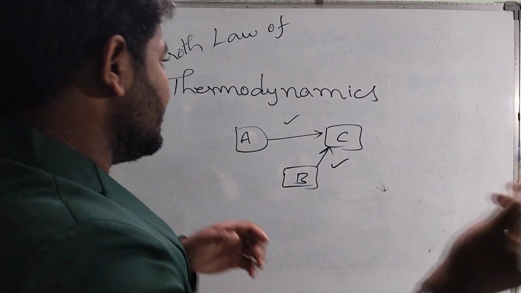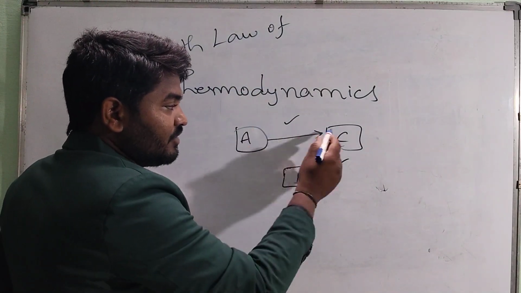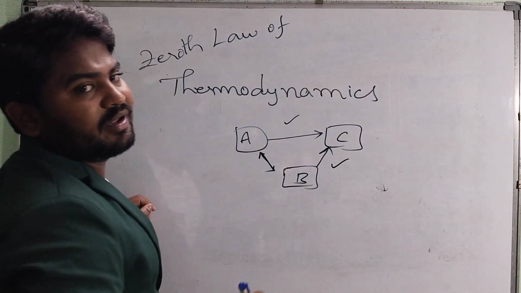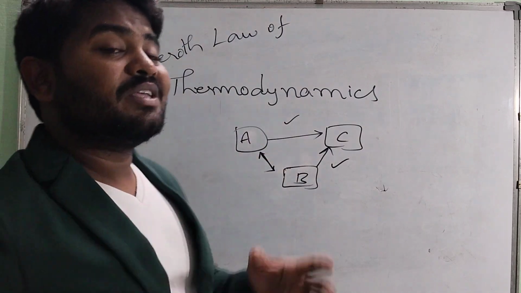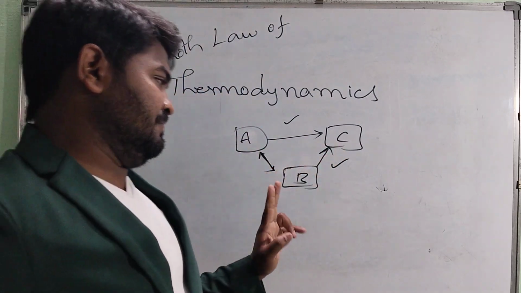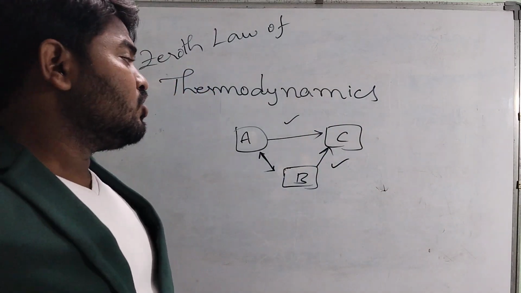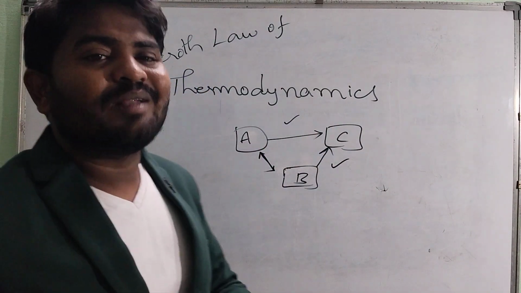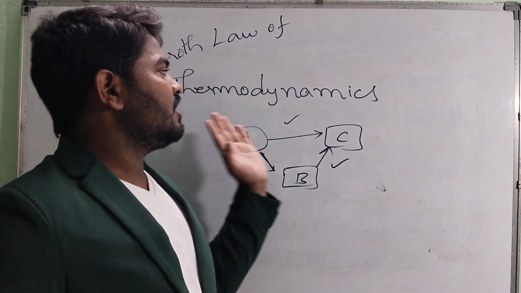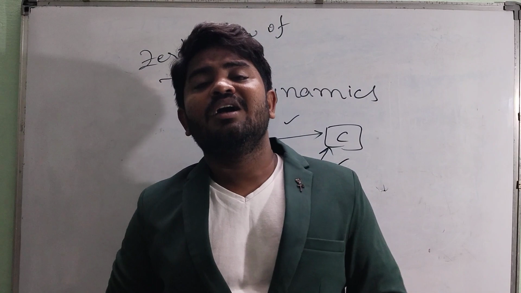So here, what the zeroth law is telling is that after A and C, and B and C, gain thermal equilibrium, even A and B also will be in thermal equilibrium. That means these two also will have the same temperature and the same heat energy. If AC and BC are in thermal equilibrium, automatically AB also will be in thermal equilibrium. Right? This is about the zeroth law of thermodynamics. So by using this thermal equilibrium concept, we are able to measure a body's temperature.